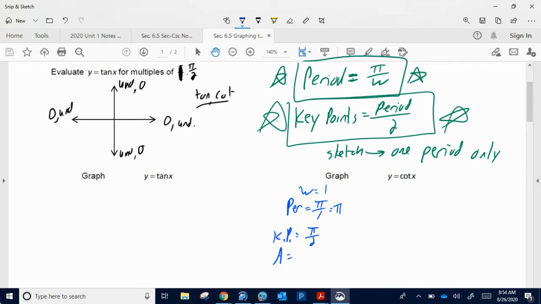Your amplitude is 1, the number multiplied out to the front. We're not adding or subtracting anything around it, so the vertical shift is 0, and the phase shift is 0. We're not adding or subtracting anything with the x value. Things are kind of similar here. Phase shift tells you where to start on the x-axis, 0. Key points tell you how much to increase by: pi over 2, pi. Period is how long it takes to repeat. So from 0 to pi, we did a period.